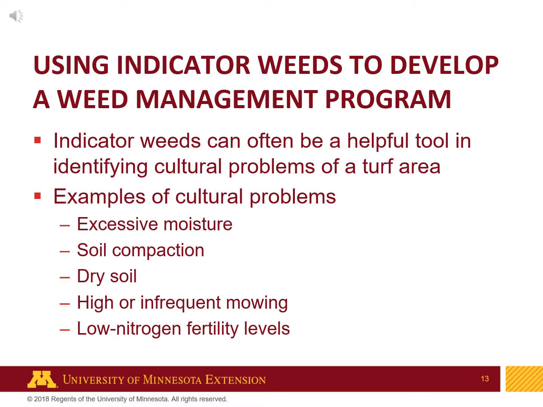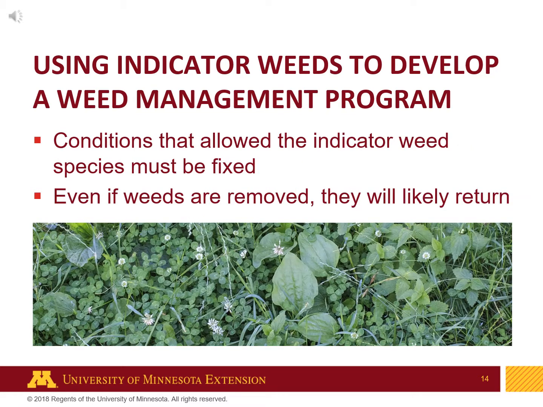Weed species are often an indication of an underlying cultural problem for a turf area. This is because these weeds are better adapted for that site's particular conditions. Some examples of cultural problems include excessive moisture, soil compaction, dry soil, high or infrequent mowing, and low nitrogen fertility levels. If the conditions that allow the indicator weed species to persist are not fixed, weeds will be a continuous problem. Thus, you must fix the underlying problem for why the weed is there, otherwise completely removing every weed from an area will be a wasted effort as the weeds will likely return.